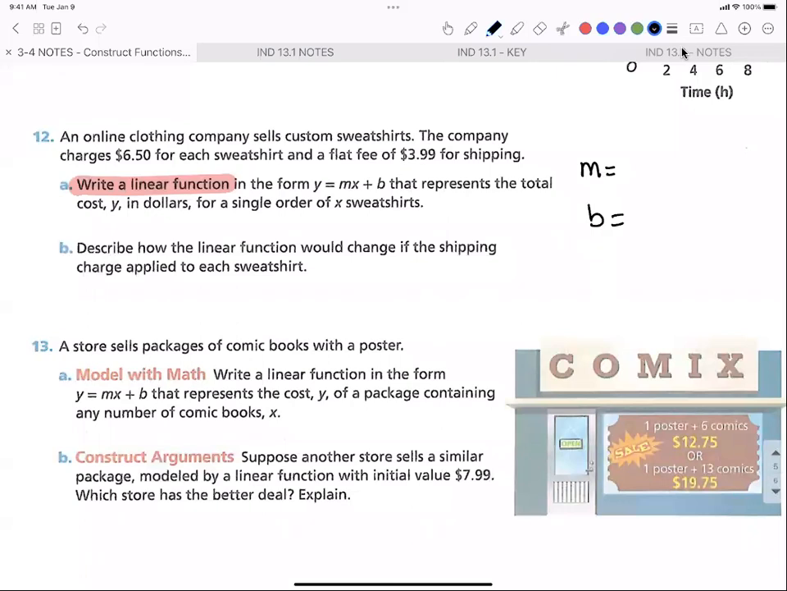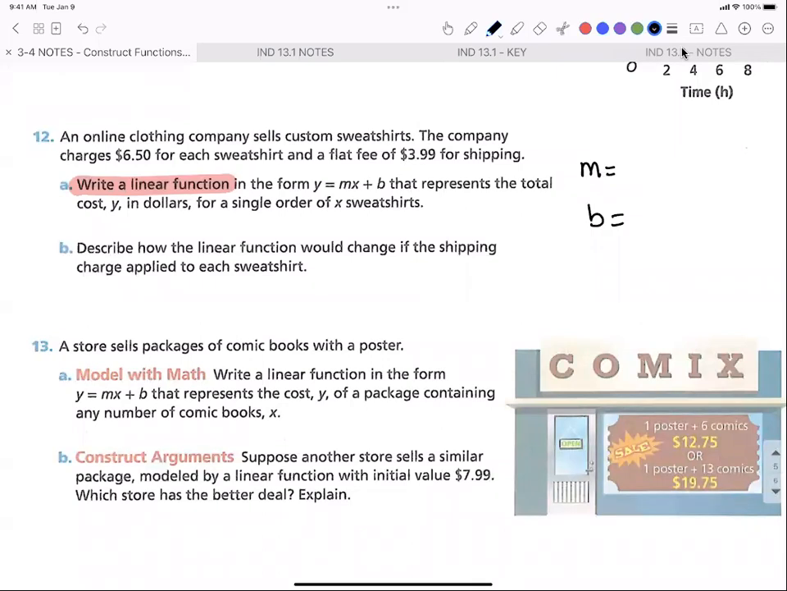Remember, when you're deciding on your M and your B, if you see a flat fee, a shipping fee, a delivery fee, a deposit, all of those are wording for what you're going to spend no matter how many you buy, right? That's your initial amount spent, whether you buy one sweatshirt or 100 sweatshirts. Your flat fee is $3.99 for shipping.